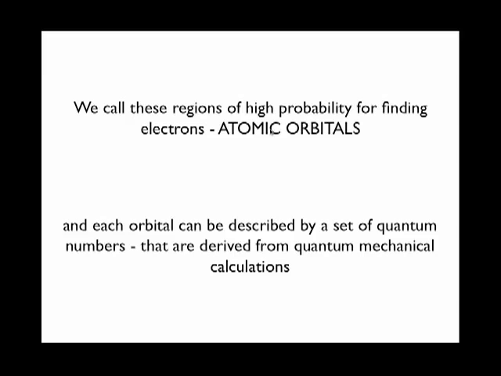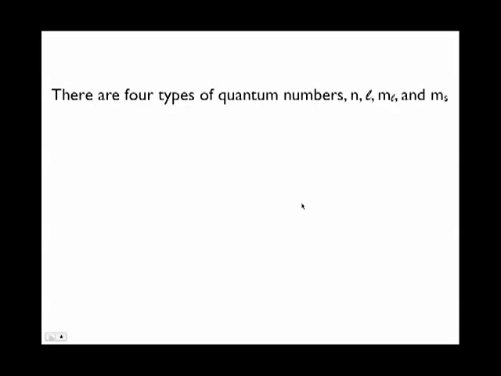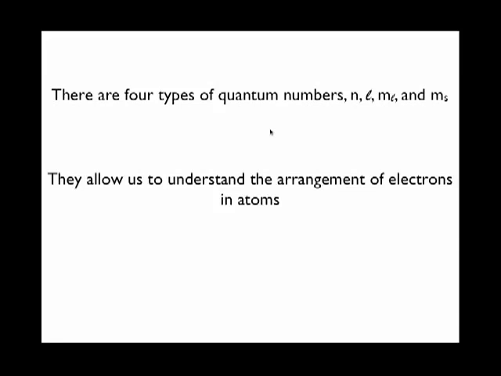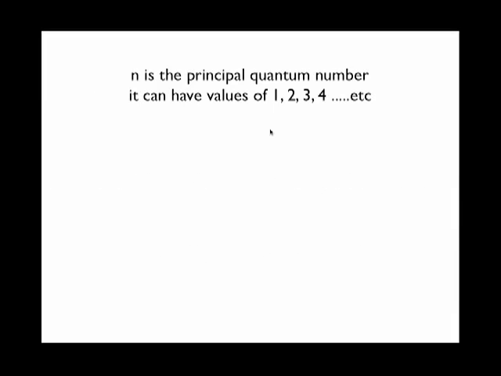And each orbital can be described by a set of quantum numbers that are derived from quantum mechanical calculations. Now, the goal of this is not to have you memorize these quantum numbers and be able to reproduce them, but to give you an understanding of how they are used. So there are four types of quantum numbers: n, l, m sub l, and m sub s. Together they allow us to understand how the electrons are arranged in atoms, and actually why the periodic table is arranged the way it is. So let's go through them.